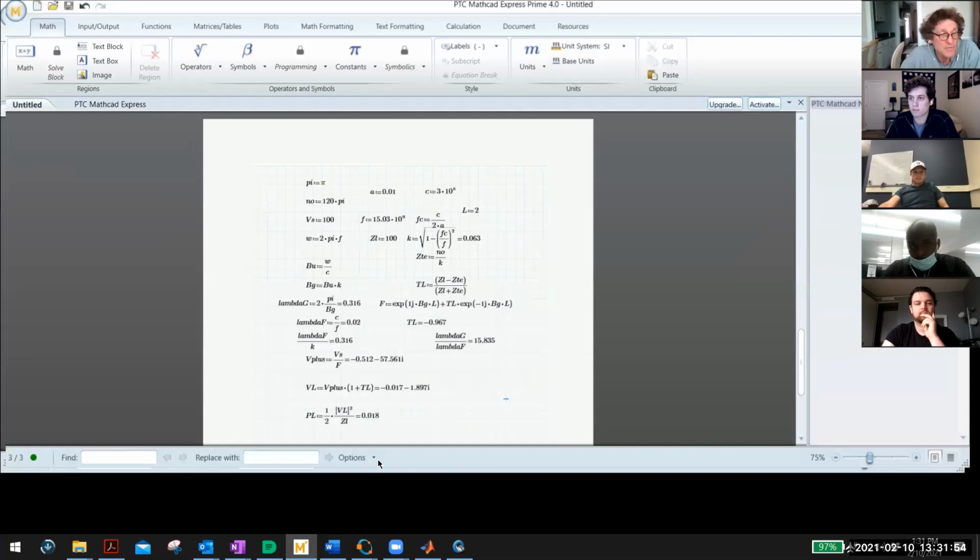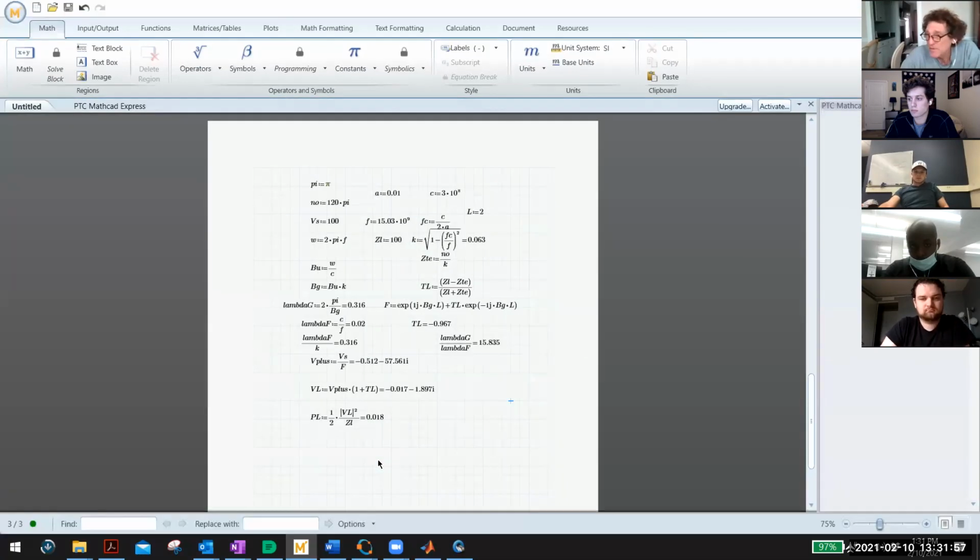By the way, this is the free version of MathCAD. If you get the paid version, you get some more features.